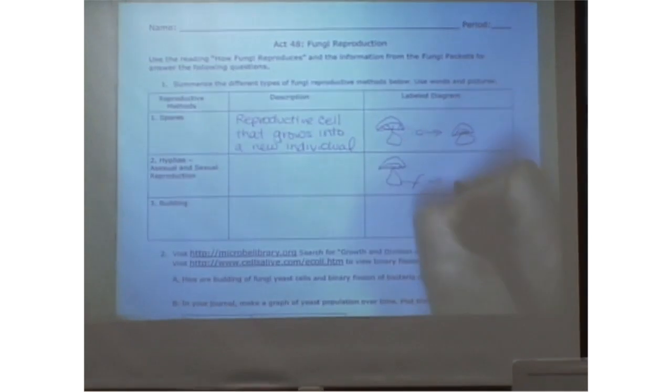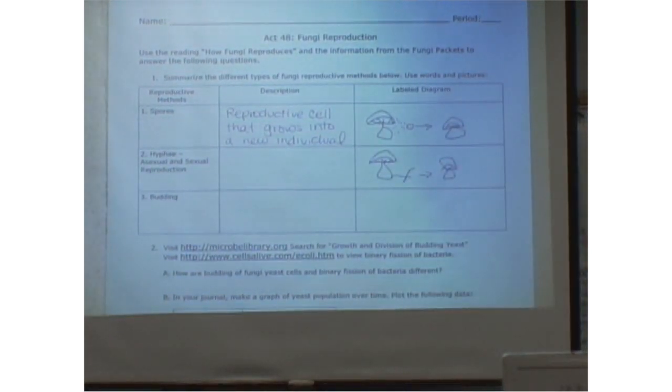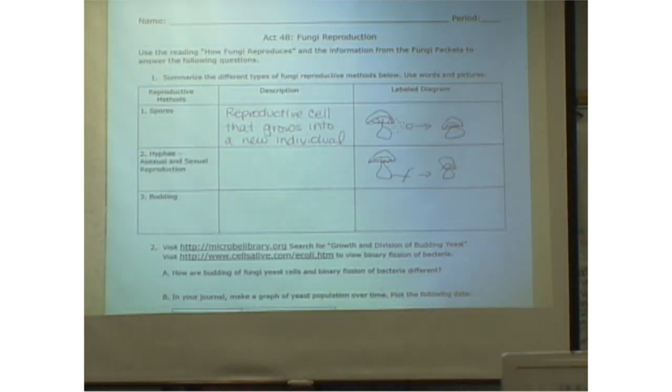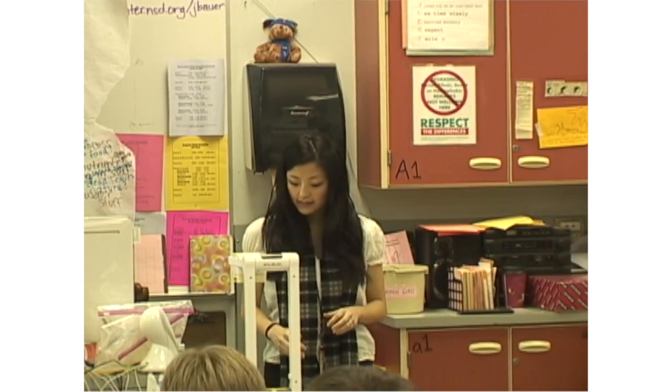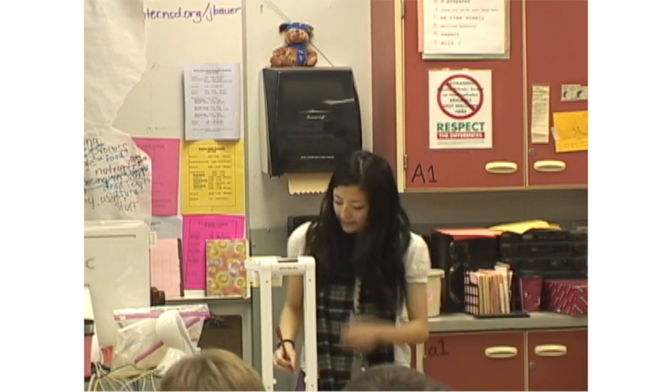Look at this. Part of it breaks off, forms a new individual. What else can we do with hyphae? Anyone else find any more information about it? Deanna? They also, they don't only do asexual reproduction. They don't only do asexual, which is this part where they have almost an exact copy of themselves. What else do they do? Yeah. Sexual reproduction. Yeah, and how does that work?